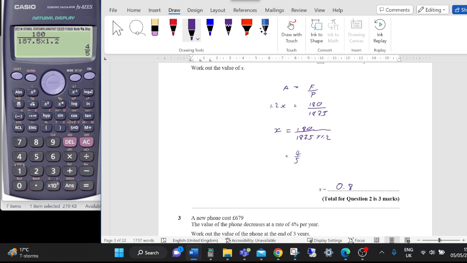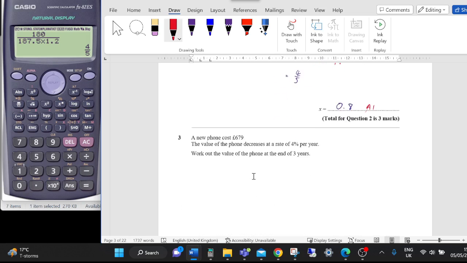And the marks for that, they've broken it down a bit more than me, so they've gone for a method mark for working out the area, which would be that one there, and then a method mark for dividing that by 1.2. Actually, they've called it processing marks, and then an A1 for 0.8.